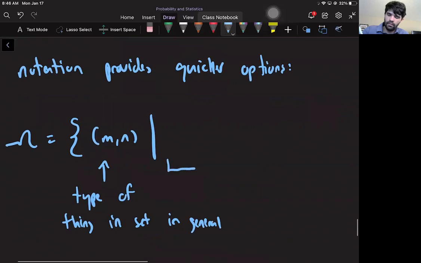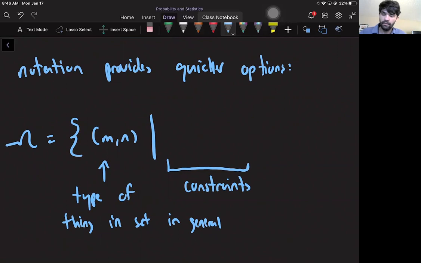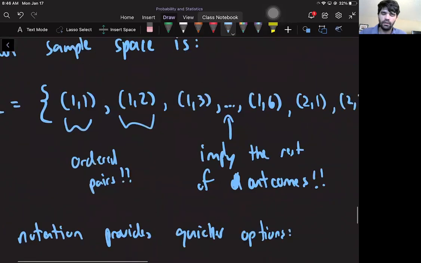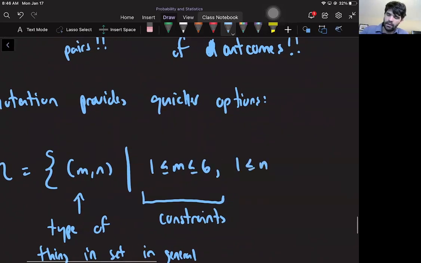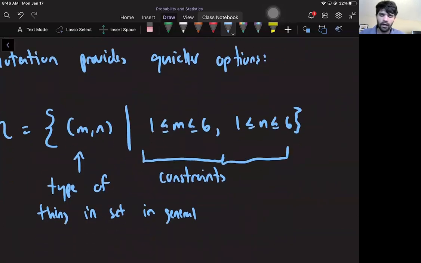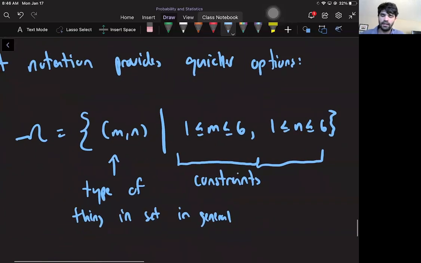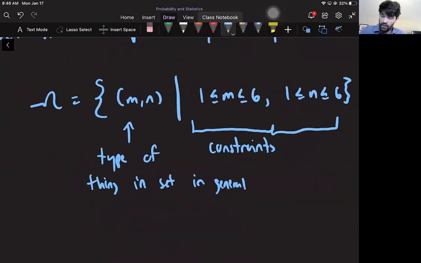and then you be more precise, you say what those types of things obey, or you can think about these as constraints that tell you exactly what's in the set. So here, M can range between the numbers 1 and 6. So you could say 1 is less than or equal to M is less than or equal to 6. That tells you everything M could be, and then N is the same thing. So it's much faster to write it like this, and it says the same thing. These are all the coordinate pairs that come as outcomes of rolling a pair of dice.